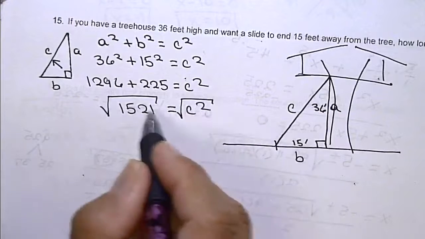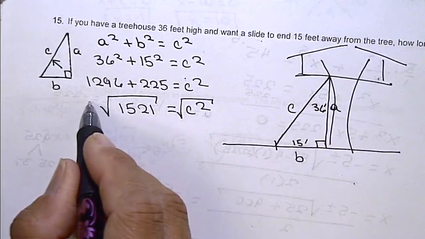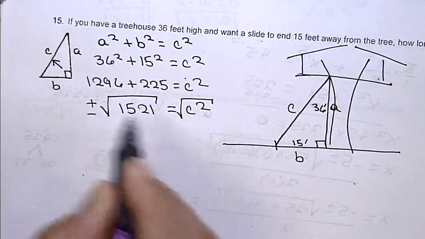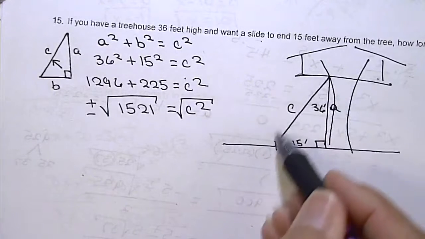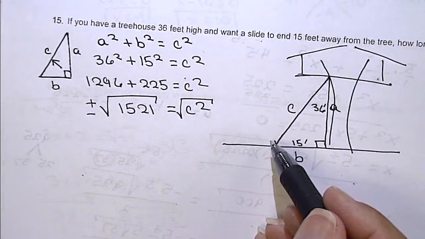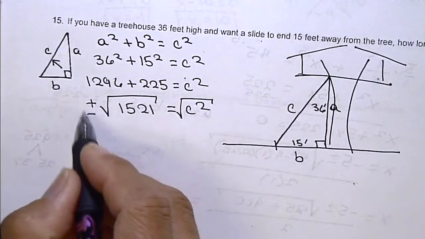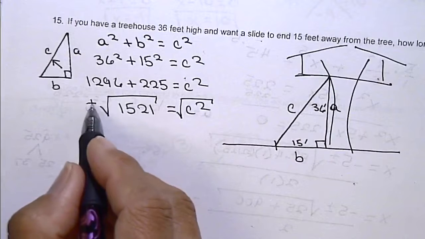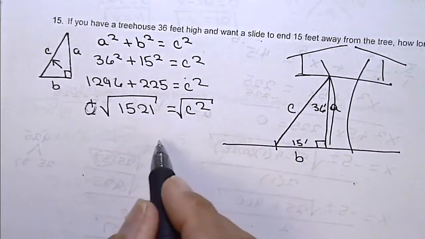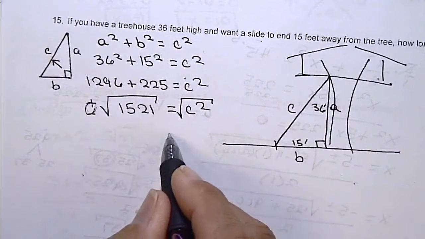Now listen, typically we would put a plus or minus over here, wouldn't we? But is this ever going to be a negative distance? I mean, the slide is never going to be a negative so many feet. So the plus or minus thing is not practical for this problem. You don't have to have it this time, because you know your answer has to be the positive one.